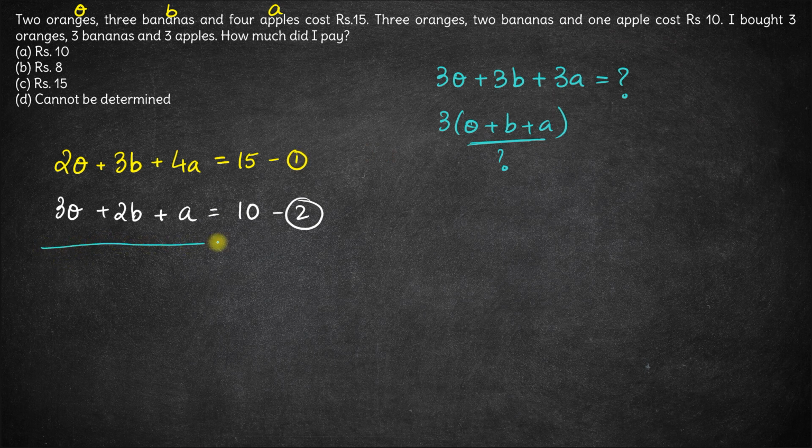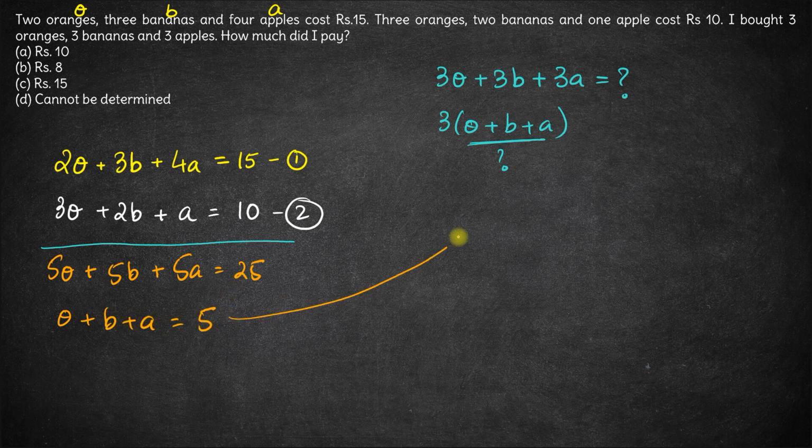So let's add both these equations first. If you add, what you have is 5O, 5B and 5A. This is equal to 25. Dividing by 5 we get O plus B plus A is equal to 25 by 5, which is 5. So the final answer here will be thrice of 5, which is 15 rupees. Hence the answer to this question is option C, 15 rupees. Right, so if it strikes you, this is how you can simplify.